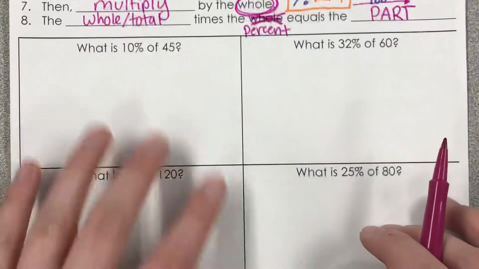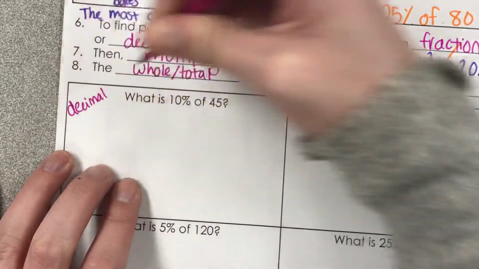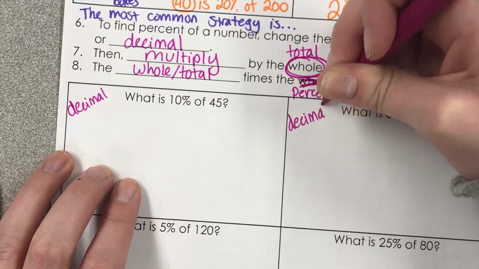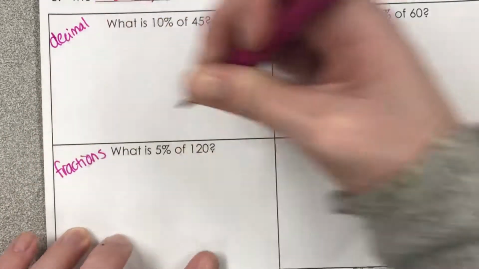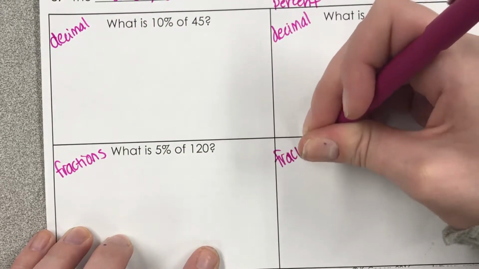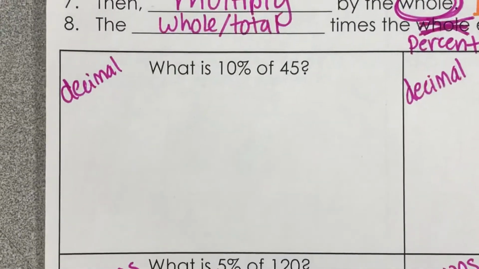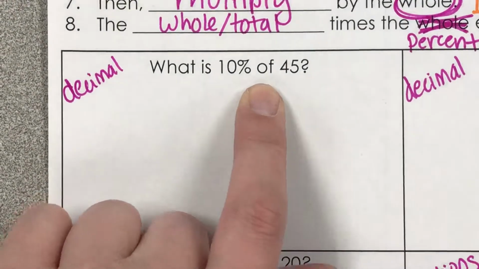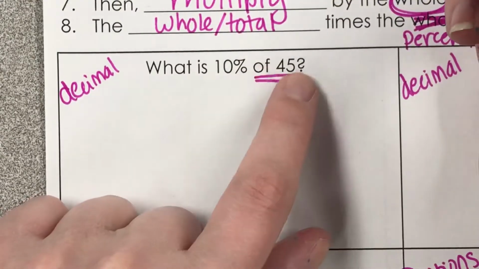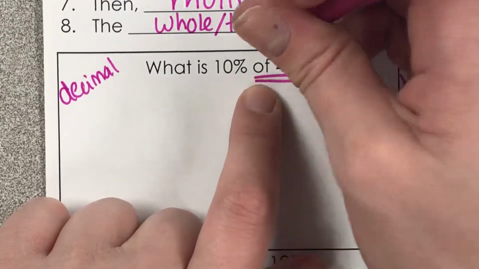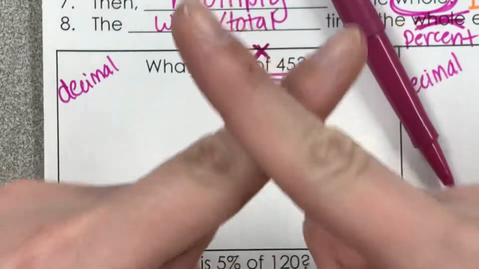So I'm going to show you 4 ways. 2 of them are going to be in decimal form. We're going to change the percents into decimals. And the other 2, we'll change them into fractions to find the part. So I'm going to zoom in. What is 10% of 45? You're going to hear Miss Madera say this. Of not only means the whole number of 45, but of is also a clue to multiply. You're going to see Miss Madera with her arms crossing them like of something.